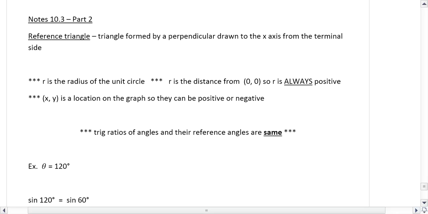All right, welcome to part 2 of section 10.3. I know you couldn't wait to get to this part because you were full of suspense from part 1.